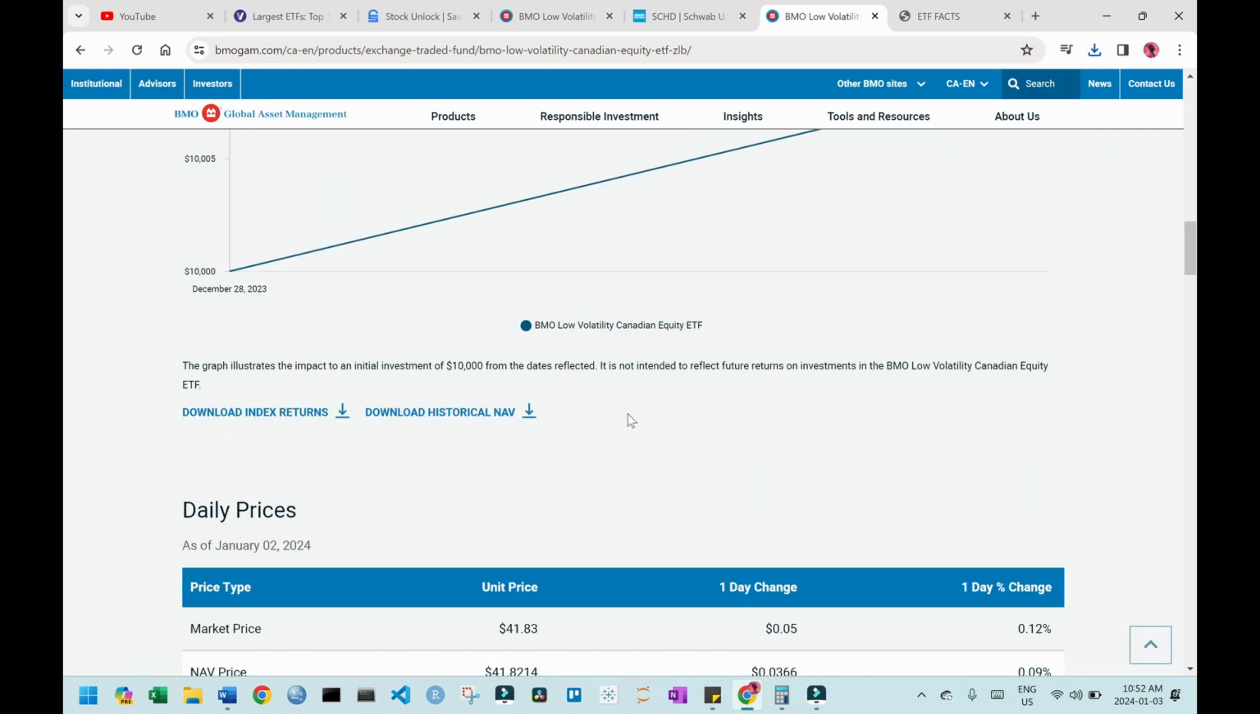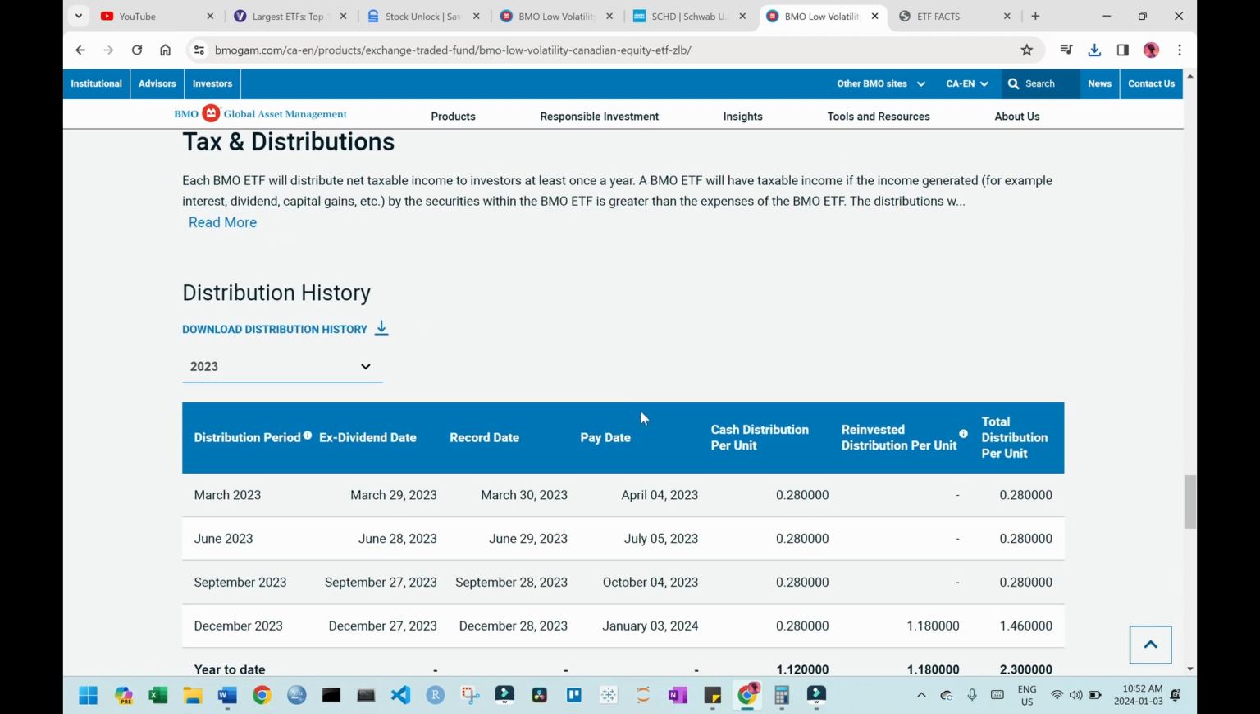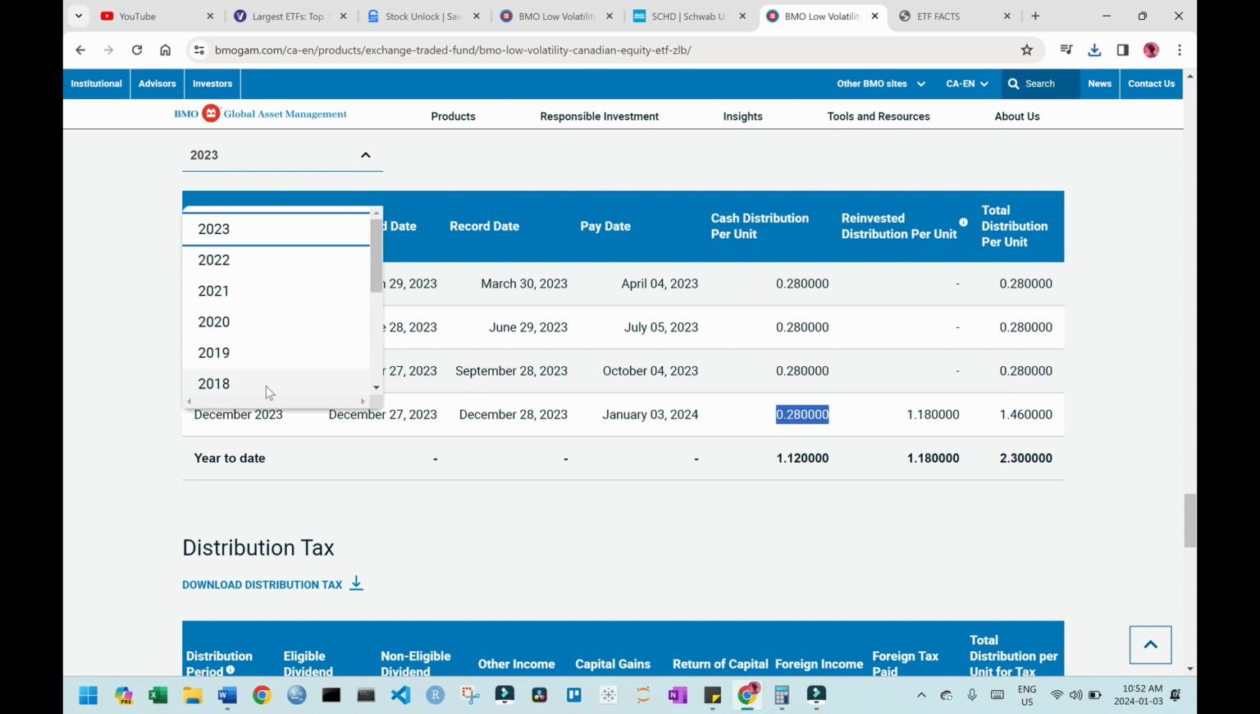I would then look at what it's actually paying in terms of dividends, and you can find that in the distribution history. The most recent one was actually January 3rd, 2024, and that's 0.28 cents, which isn't bad. You can also look at previous years to get a sense of whether it's increasing or decreasing.